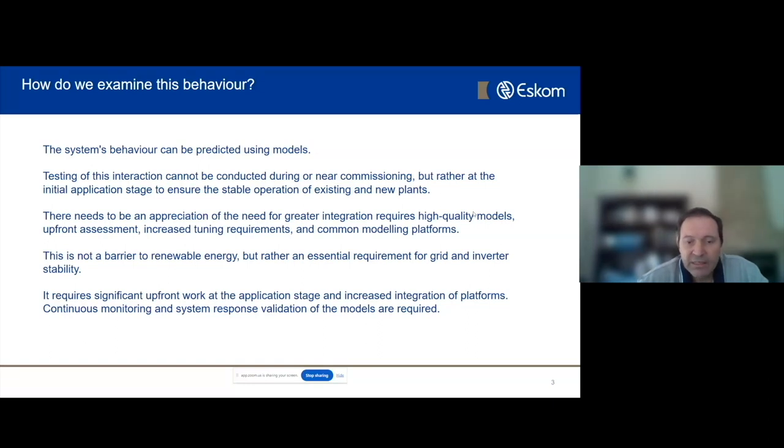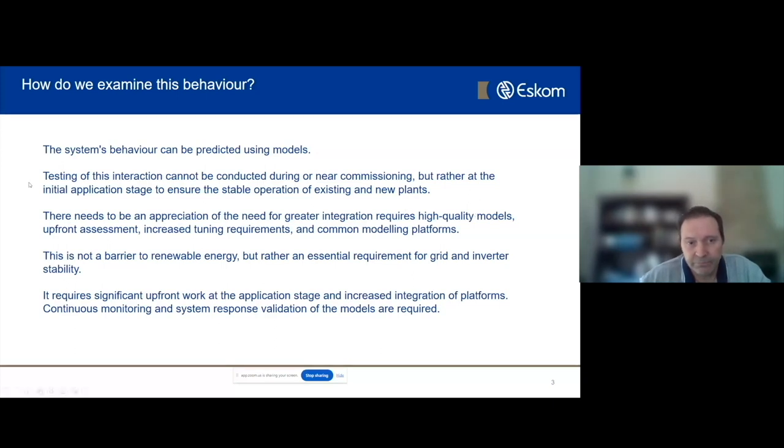And so it's important to appreciate that there's a significant amount of work that needs to be done as we get higher penetrations to make sure that at the application stage and at the integration of these plant, all of these factors are taken into consideration. Not only that, but it's critical that the monitoring of these plant when they're physically put into the grid is validated. Models are just models, and you can't model every single condition that the network is going to experience. So you need to monitor the behavior of these plant to make sure that if there is any interaction on the grid, you can identify and rectify this as fast as possible.